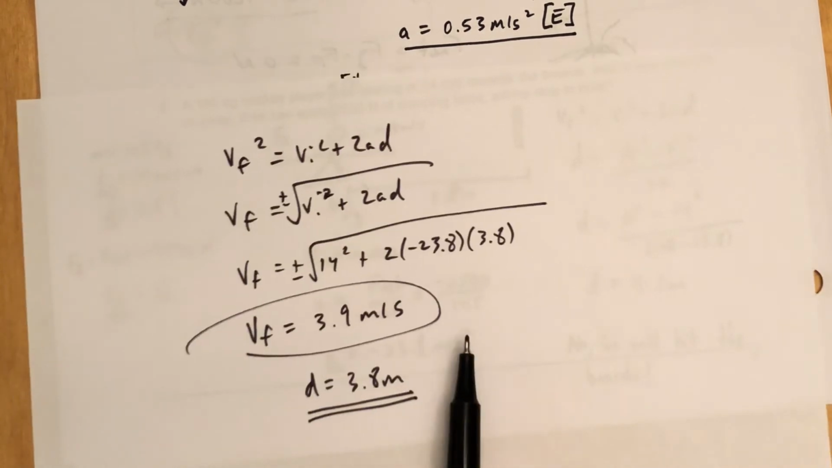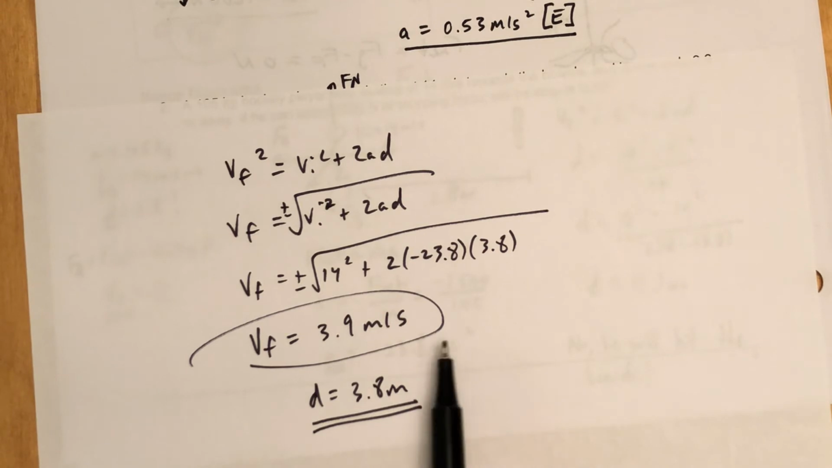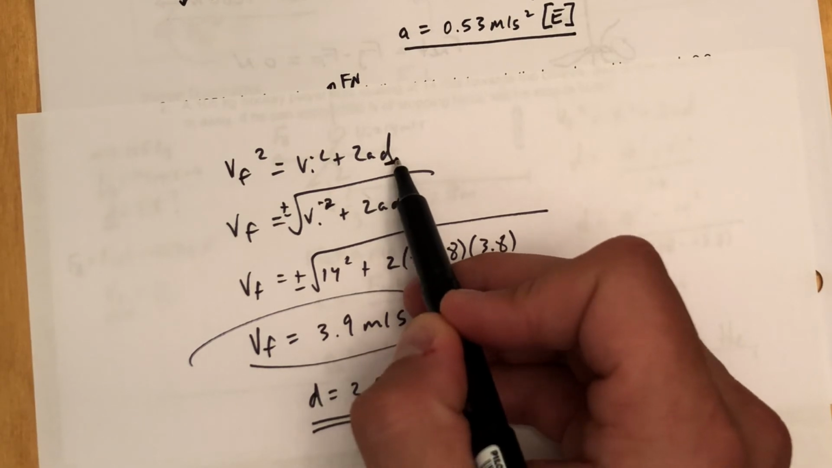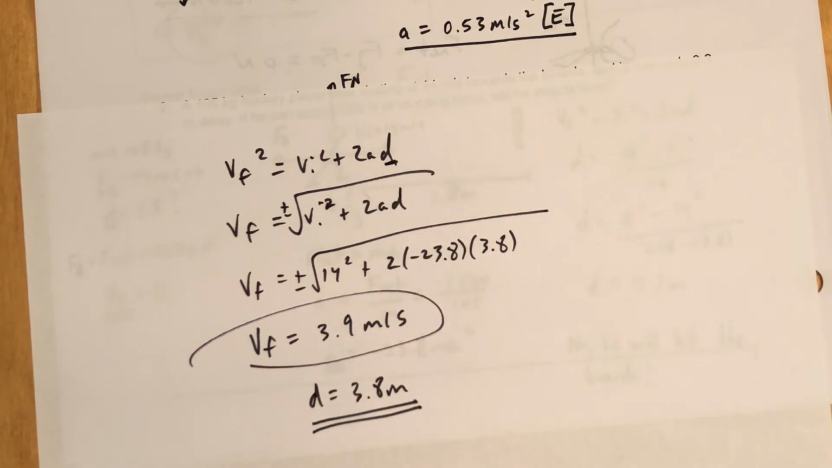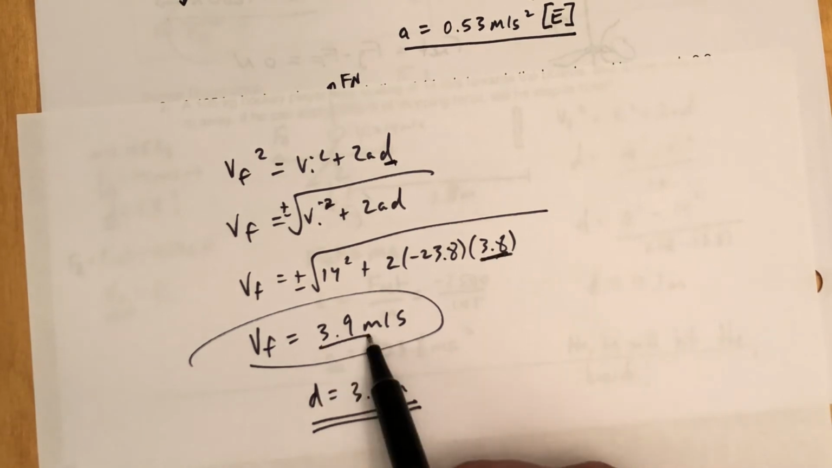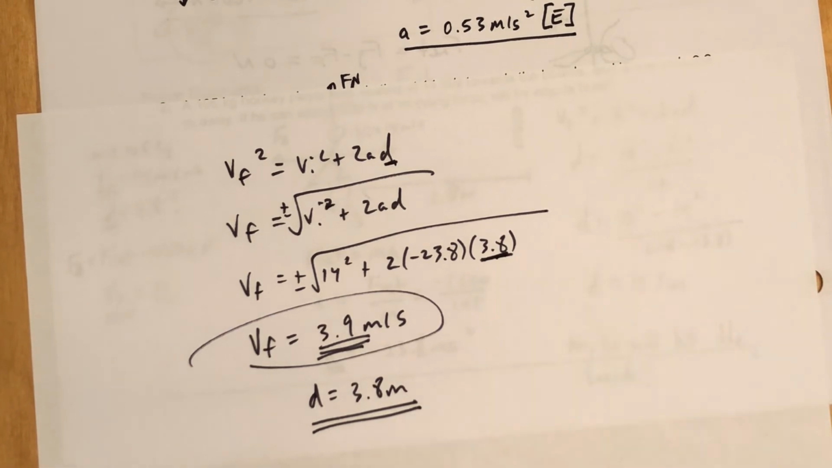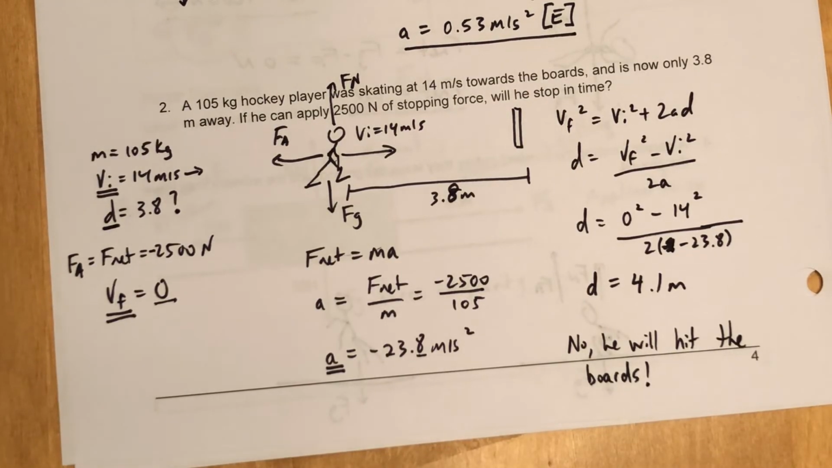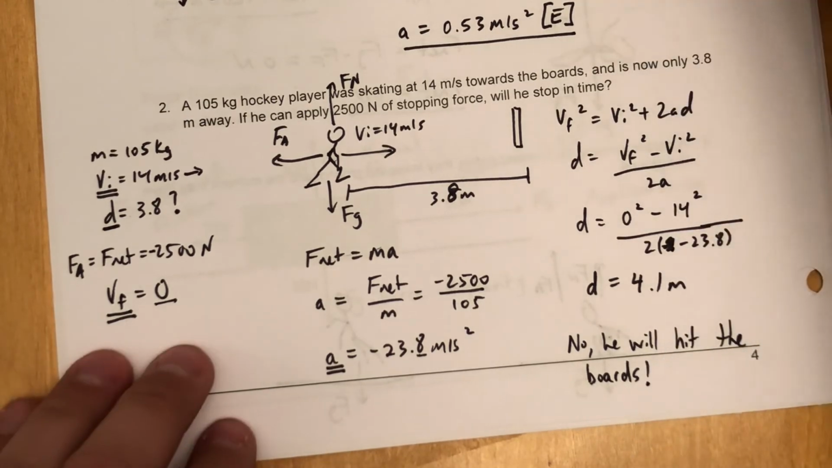So that's why there were 2 different ways you could have solved that problem. You could have solved it by saying, I don't know what my displacement is, if he actually stops, how long will it take him to stop? Or you could say, well, he only has 3.8 meters to stop. What's his final velocity? Will his final velocity be 0? If not, then we know that he didn't stop in time. So often there are multiple ways to solve the problem. It's not always going to be cut and dry.